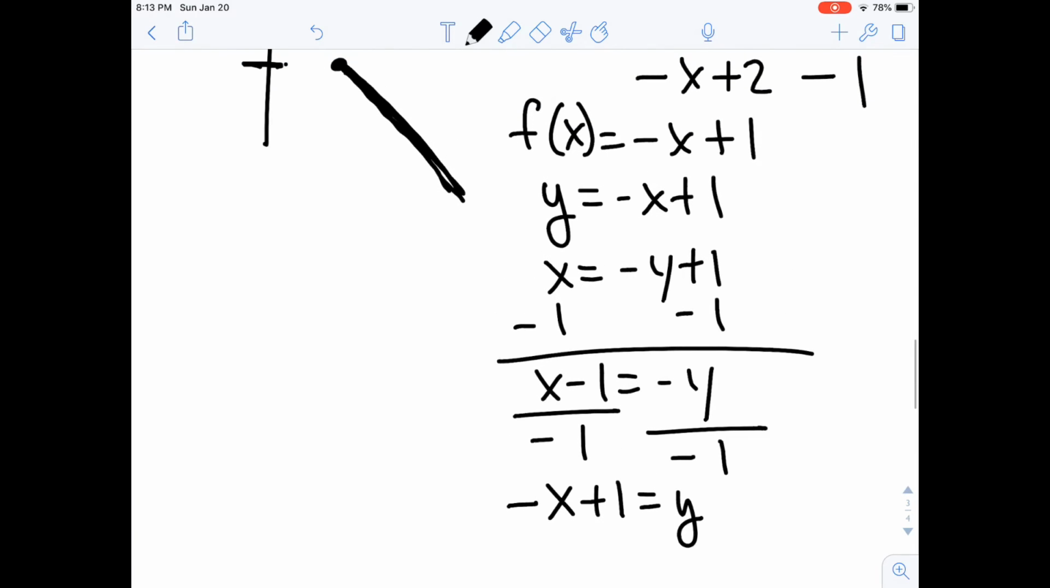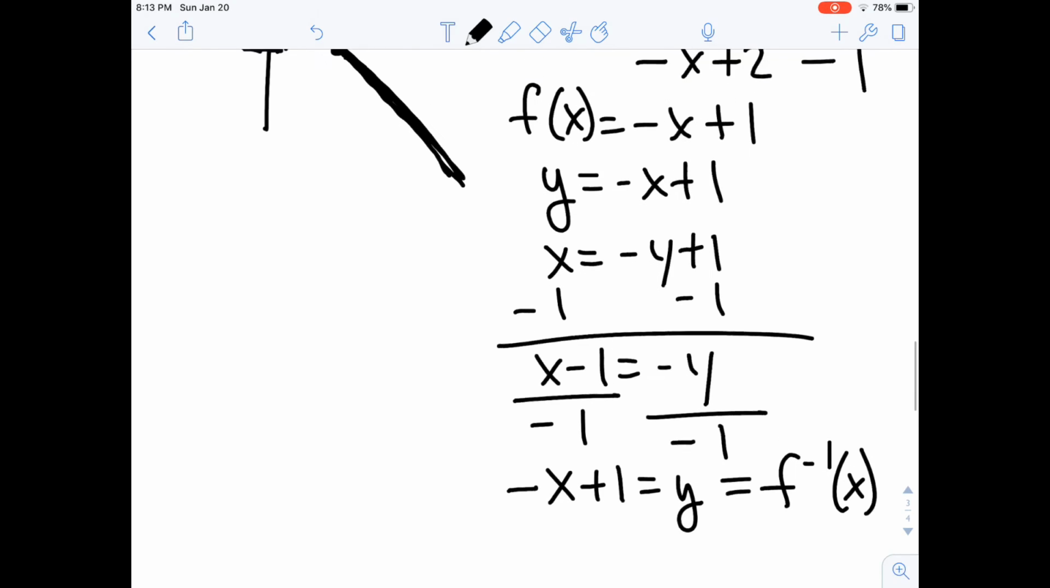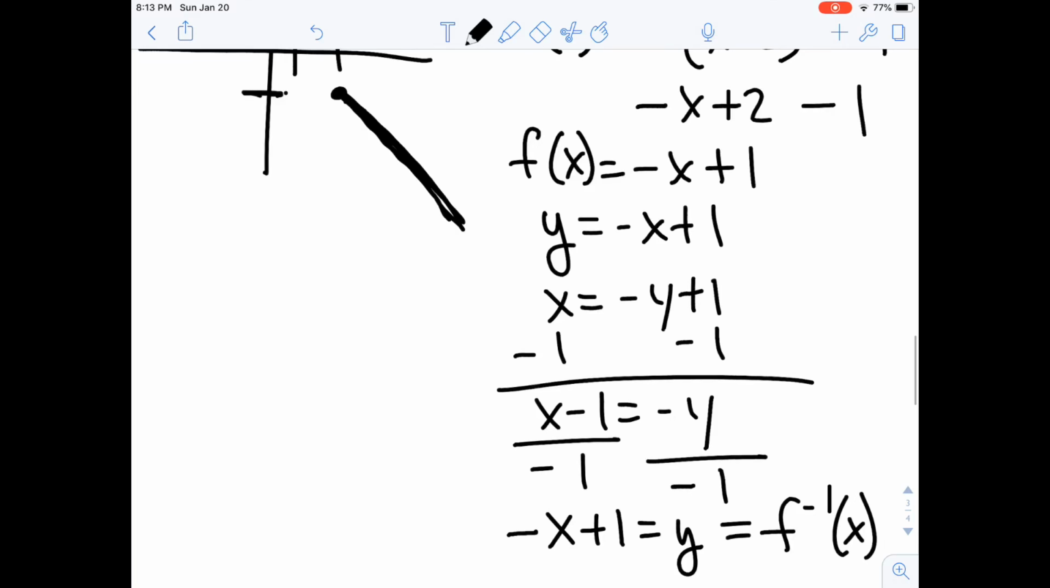It looks very, very similar to f of x, to what you started with. It's kind of weird, but that's what you do. That's how you do absolute values.